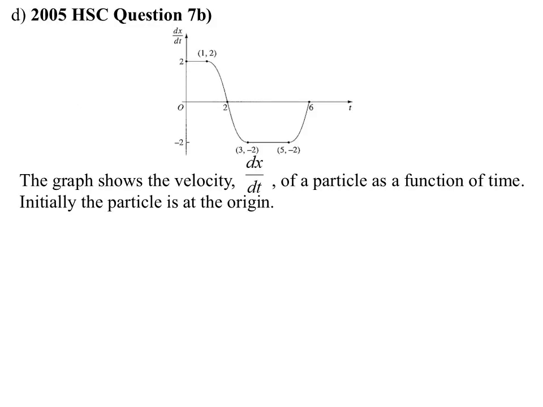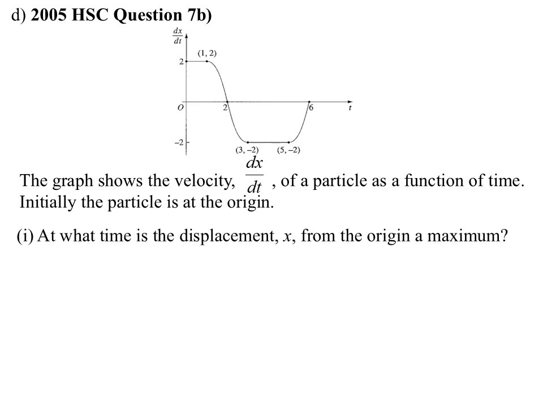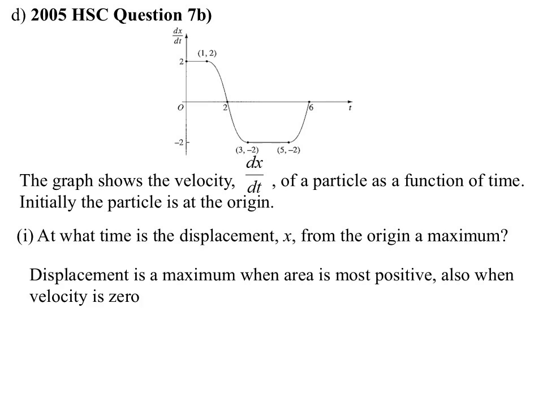Last example. I think it's the last one anyway. 2005 HSC, a velocity time graph this time, and again we're told it's initially at the origin. At what time is the displacement a maximum? So displacement's a maximum, we're saying when is the area the most positive it could be. Also I could say when is velocity equal to 0, because the first derivative would equal 0. However I choose to do it, that's going to be at t equals 2.